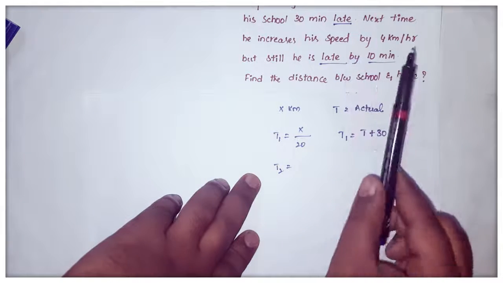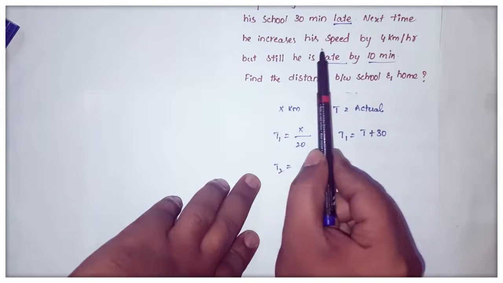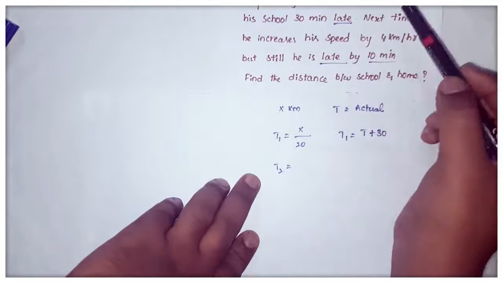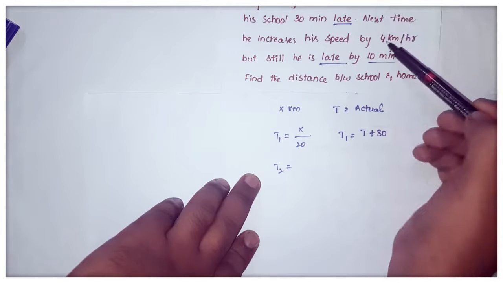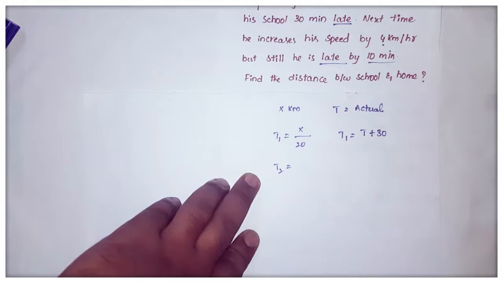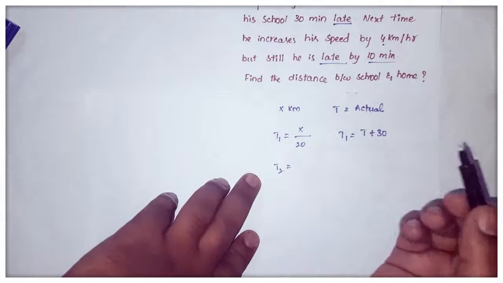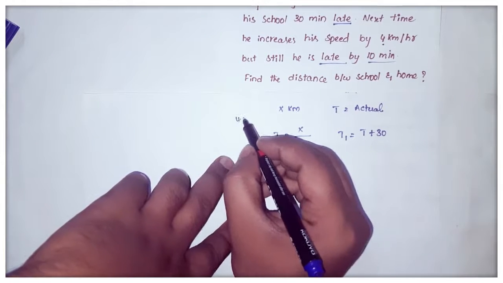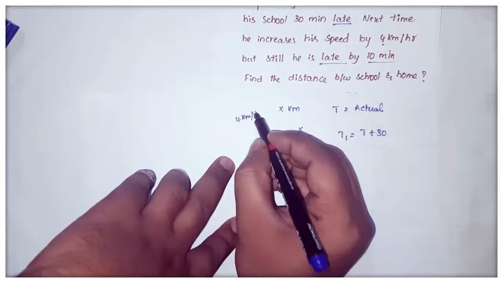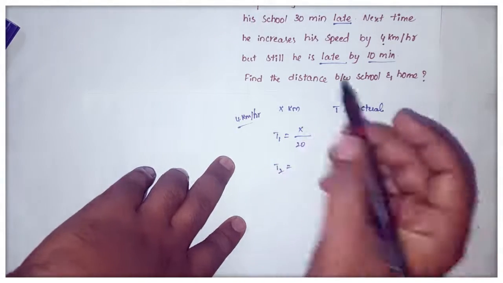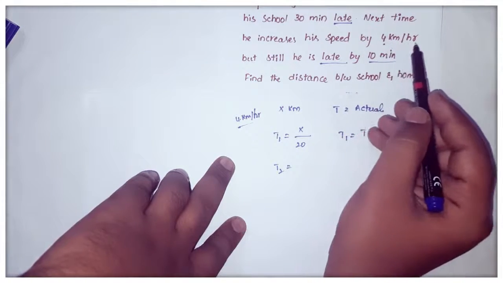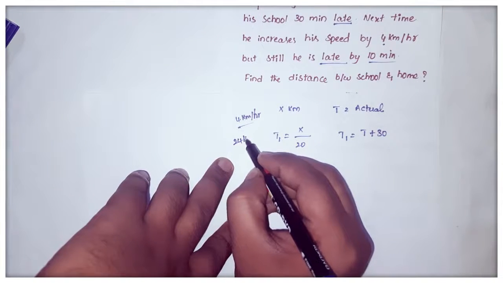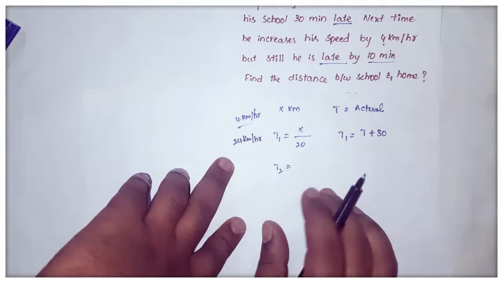Here is one statement: next time he increases his speed by 4 km per hour. So he just increases his speed. 20 plus 4 will be 24, which is his actual speed. Most of the people get confused and they put 4 kilometers per hour, so they end up with a wrong answer. He increases his speed by 4 kilometers per hour, so 24 kilometers per hour will be his speed 2.